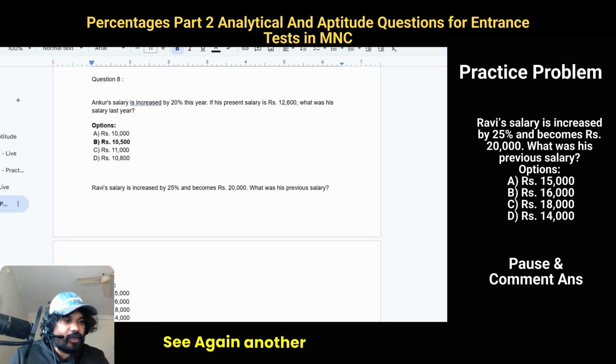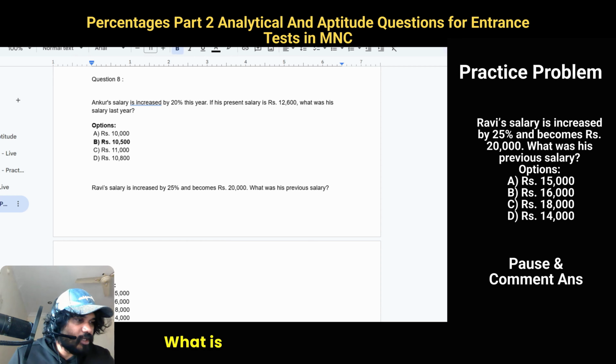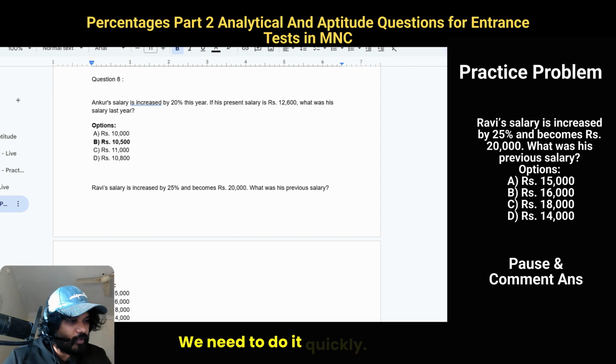Okay, see again another question. Ravi's salary is increased by 25 percentage and becomes 20,000. What is his previous salary? Do this sum. We need to do it quickly.